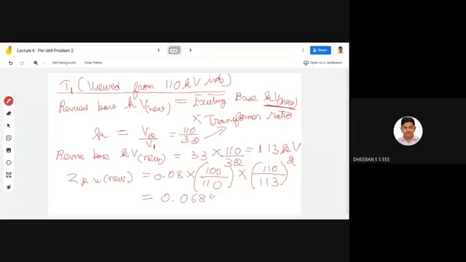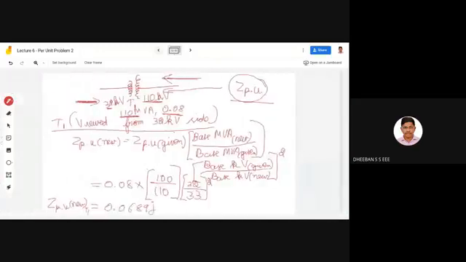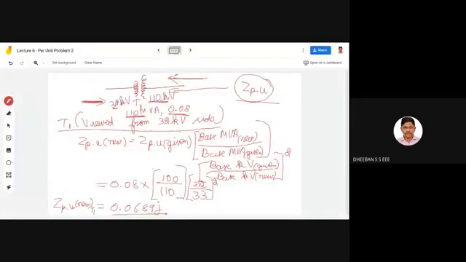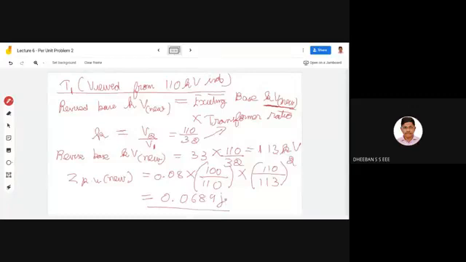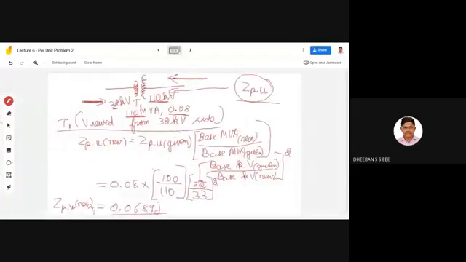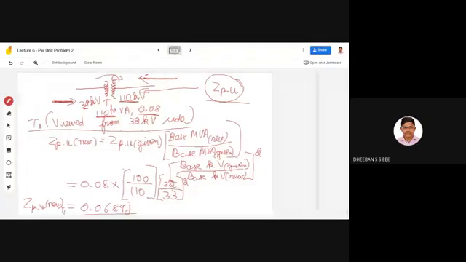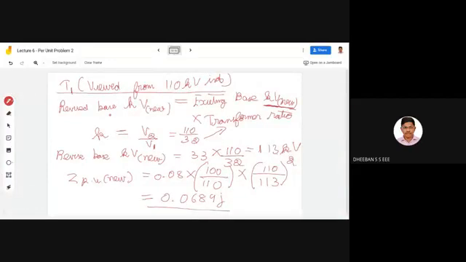0.0689, which is nothing but the same value that we viewed from your primary. The same value we are getting, right? 0.0689 is what we viewed from the primary, and the same value is what we get when we are looking from the secondary. So we are just making a jump. When you are making a jump from your primary to secondary, you have to always perform this revised base kV new calculation. You have to keep this in mind. It is a must.